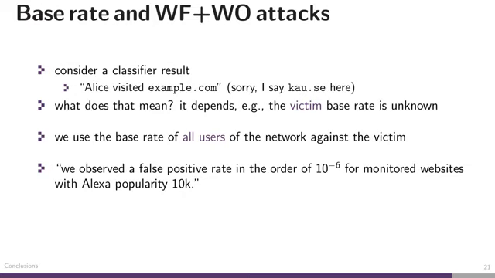We ran an experiment where Alice never visited the monitor website in question. And we put the monitor website at Alexa popularity 10,000. We then observed a false positive rate in the order of 1 per millionth monitored website visited by the victim, I want to emphasize here, which results in a very low false positive rate. And this rate will be even lower for less popular websites, which is the majority of websites online. If you recall the number from before, about 40% of website visits in Tor are made to Alexa top 10,000 websites.